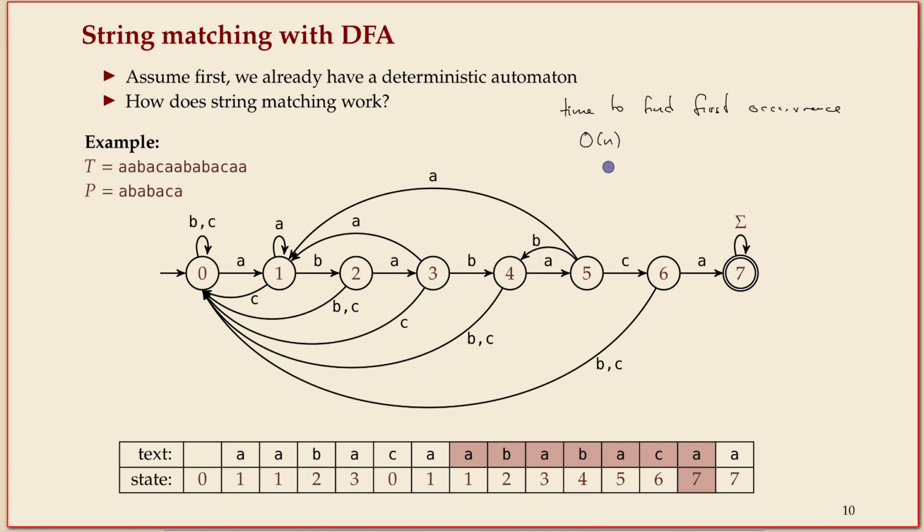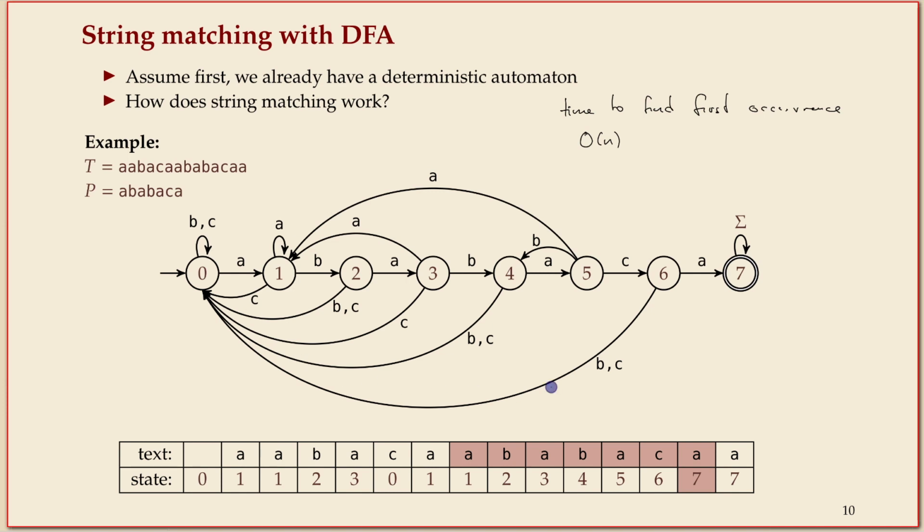We read at most each text character once. And you should compare this to the brute force method, which in the worst case needed n times m. Right? If m is a few hundreds of thousands of characters long, it's quite a reduction. Now, of course, this all hinges on someone telling you what this automaton is.